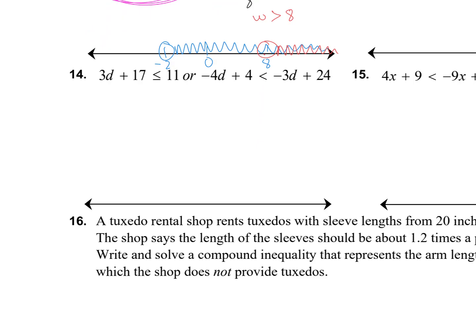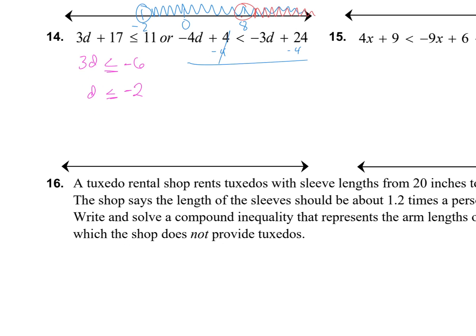Next, just another kind of complicated looking one. So 3D, I subtract 17 from both sides, and I get -6. Divide by 3. Thank you. This one was not that complicated, but over here it is. I'm going to subtract 4, and that goes away. On the right, I get 20, and then I'm going to add 3D, negative D is less than 20, but now I'm going to multiply by -1 or divide by -1, doesn't really matter. D is now greater than -20.